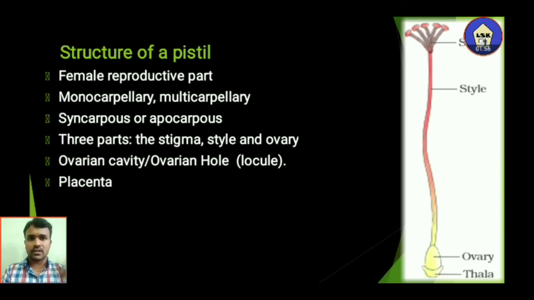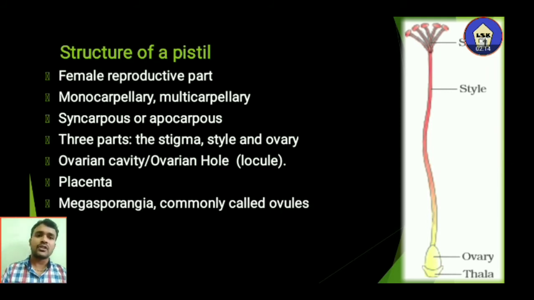Again, the number of locules varies. Within the locule, the ovules are present, attached to a sticky mass of tissue called the placenta. Ovules actually represent the megasporangia. What is meant by megasporangia? Megasporangia means the megaspore-bearing or megaspore-producing structure. Since the megaspores are produced within the ovules, they are known as megasporangia, commonly called ovules.